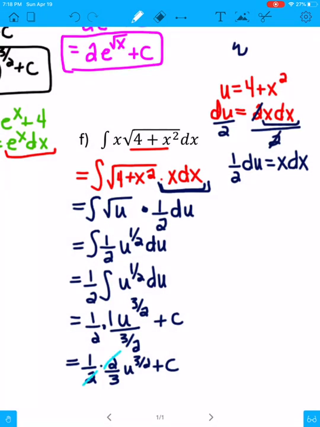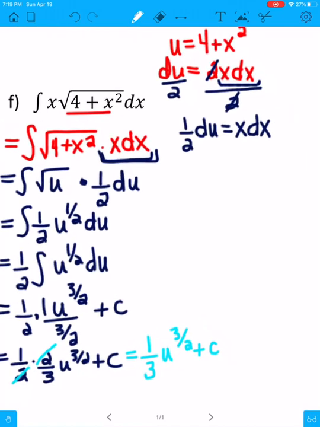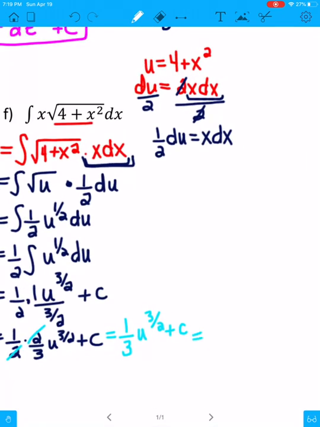The 2's cancel because they're across from each other, so I get 1/3 u to the 3/2 plus c, and then I need to replace the u. So I actually get 1/3 times u, which is 4 plus x squared, to the 3/2 plus c.